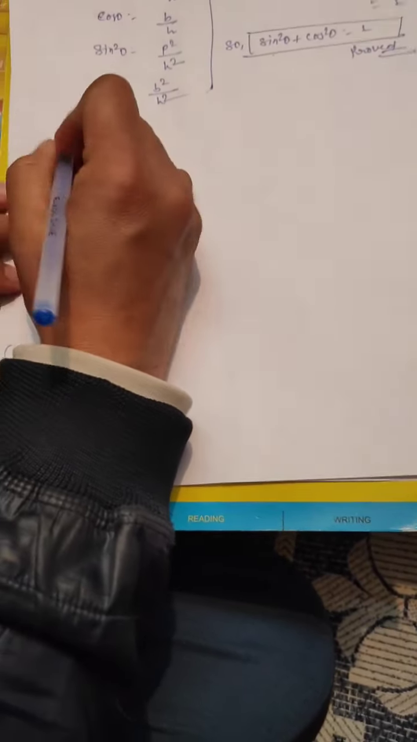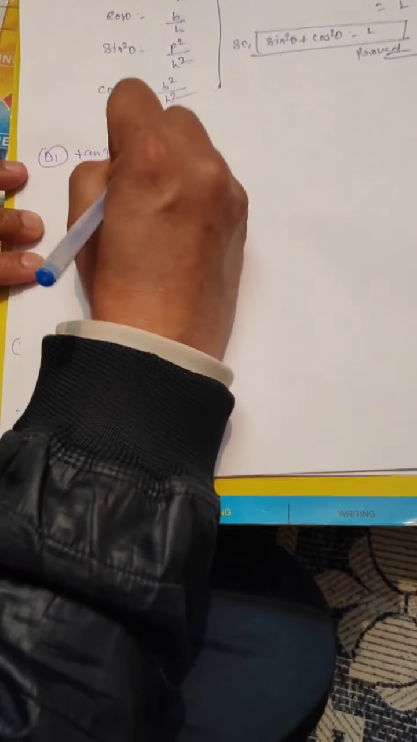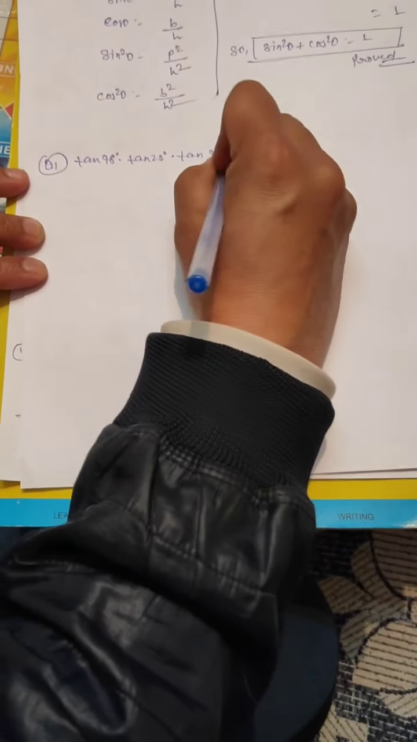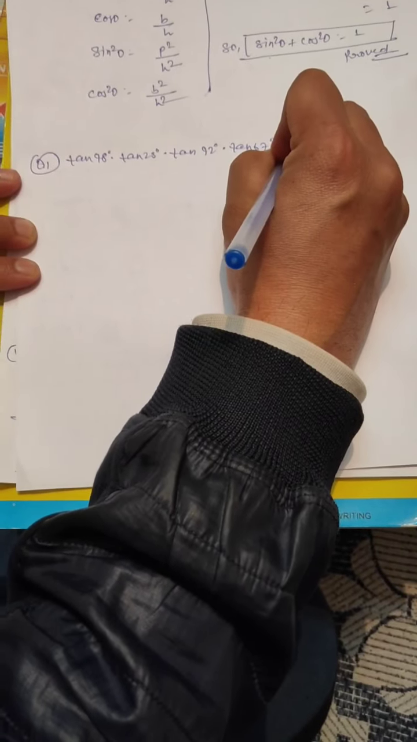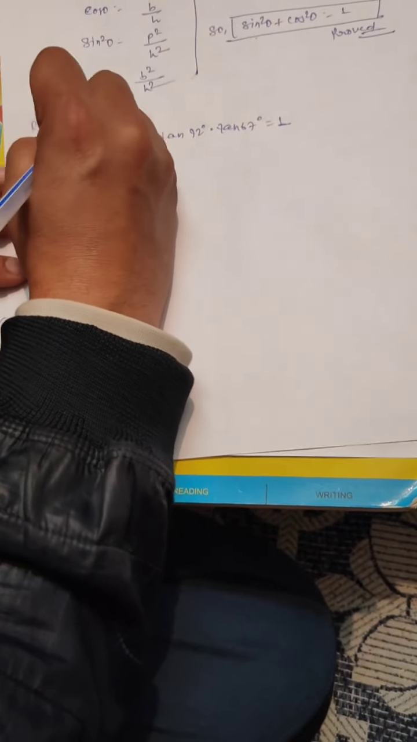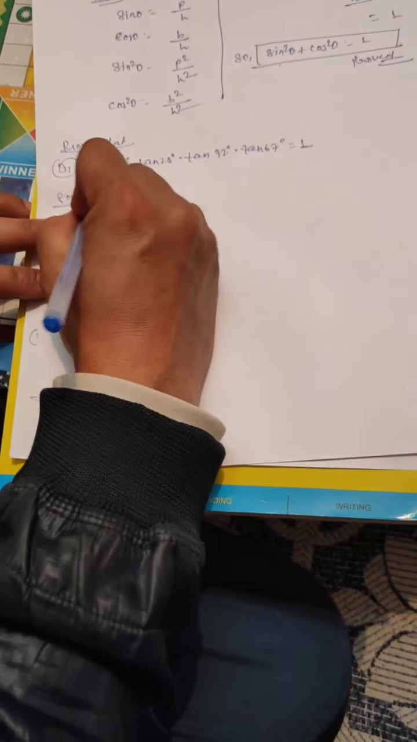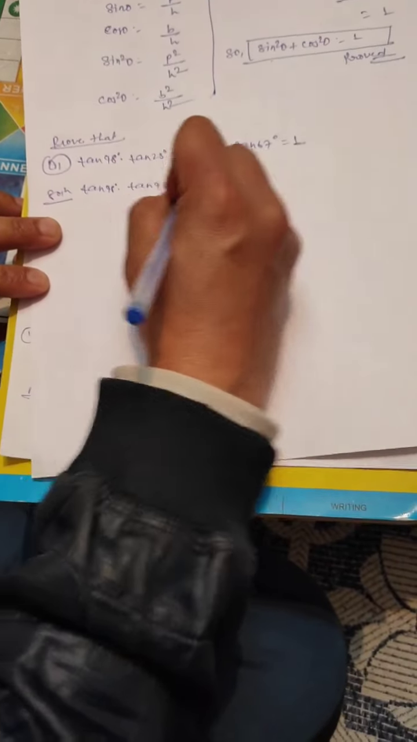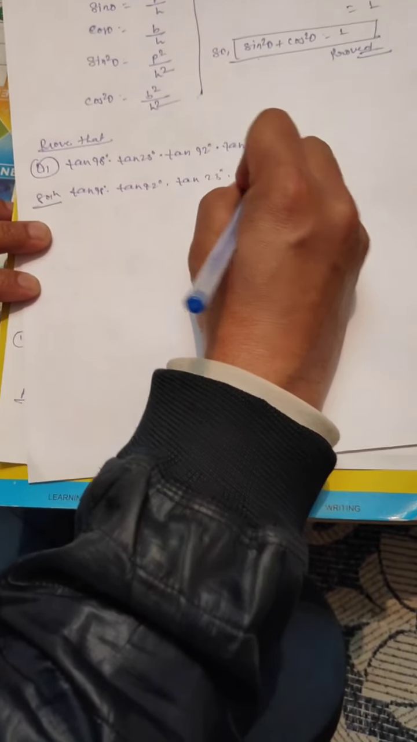Now solve the basic questions of trigonometry. Question one: tan 48 degree, tan 23 degree, tan 42 degree, tan 67 degree equals 1. Prove that. Solution: tan 48 degree, tan 42 degree, tan 23 degree, tan 67 degree.